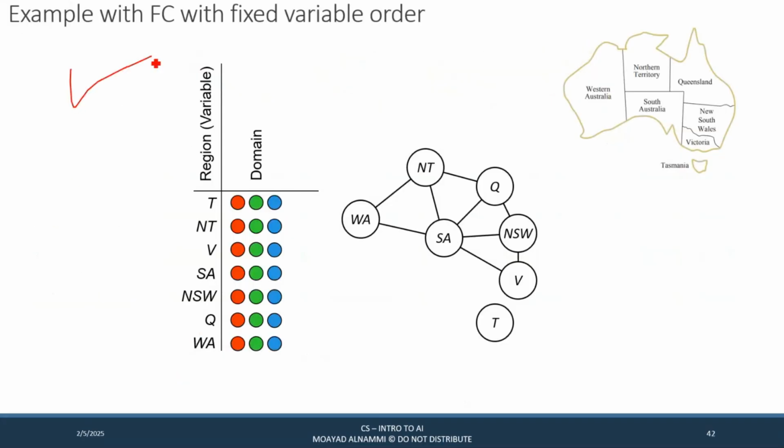This is just a visual illustration of backtracking with forward checking. So let's say I assign the value T, right? What happens to the domains using forward checking? T has no neighbors, so no forward checking is done. Then let's say the next search node assigned something to NT. I assigned it red. Now forward checking is going to be applied. You can see the neighbors.